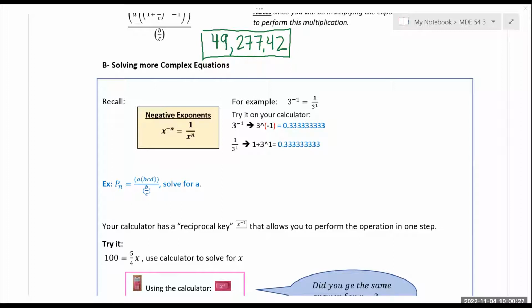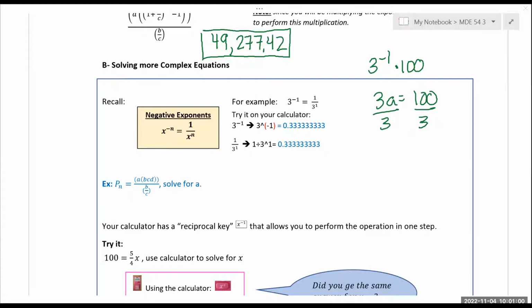Okay, so another way we could solve these is by using the negative exponent button. If we recall, a negative exponent is a reciprocal. So if I had 3a equals 100, I would divide by 3. Well, I could also do 3 to the negative 1 times 100, which is the same thing. So sometimes when you're solving pretty long ones, it may be better to use that reciprocal key if you prefer it. If not, you do not have to use it.